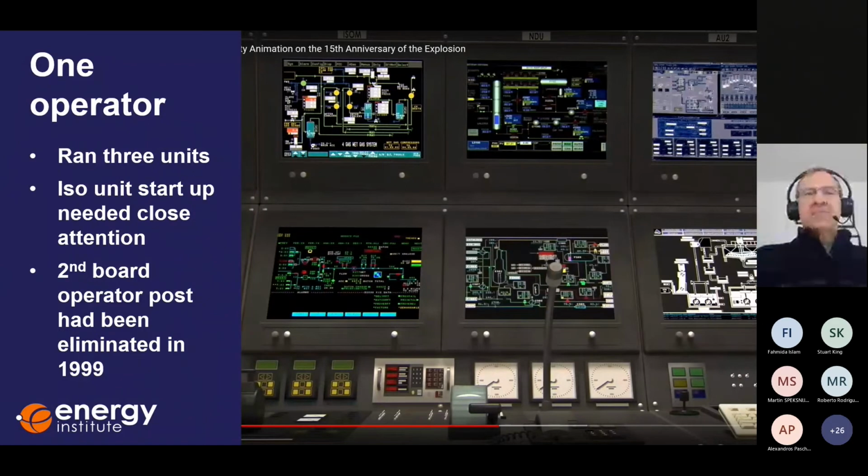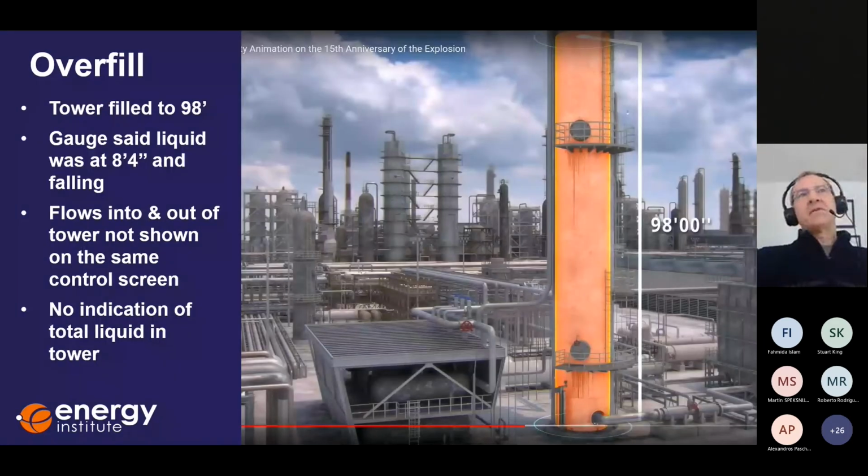Continue filling the tower. Investigation found it had been filled at this point to 98 feet. Standard procedure was 6 feet. So level is now 15 times the normal level. The gauge said 8.5 foot. The gauge said the level was falling, misreading.